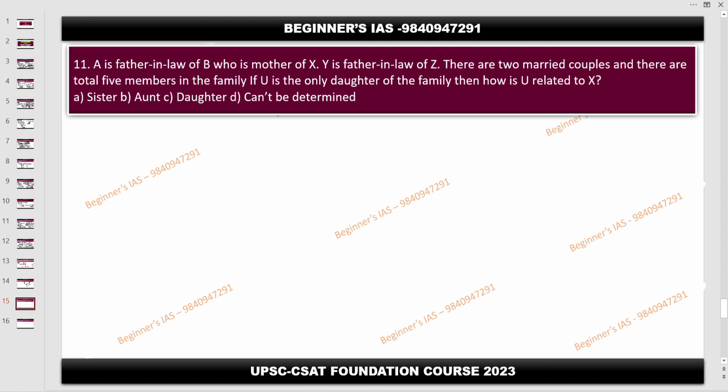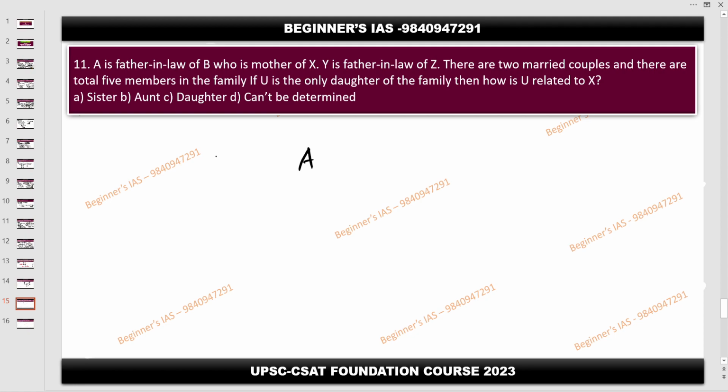A is the father-in-law of B, who is the mother-in-law of X. Y is the father-in-law of Z. There are two married couples and there are total five members in the family. If U is the only daughter of the family, then how is U related to? Obviously, you don't know. You cannot determine here. Understood? Insufficient data.